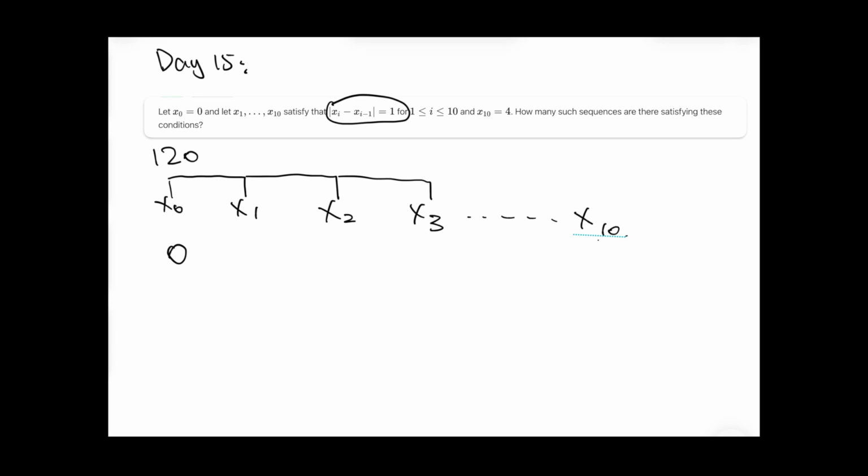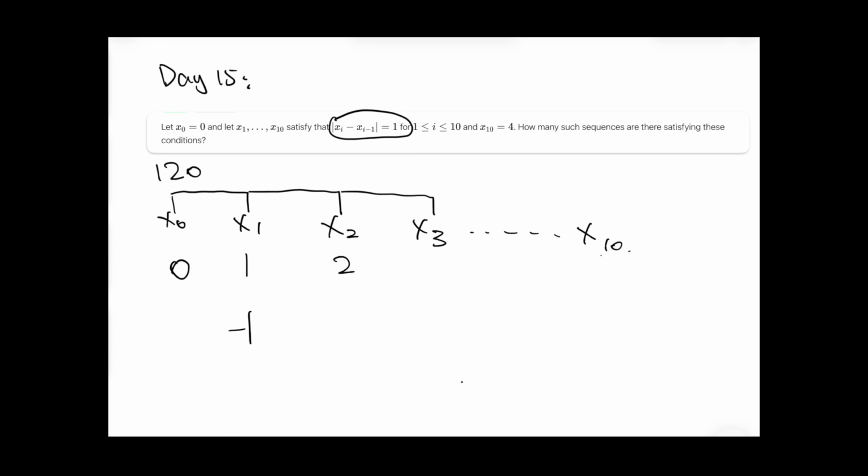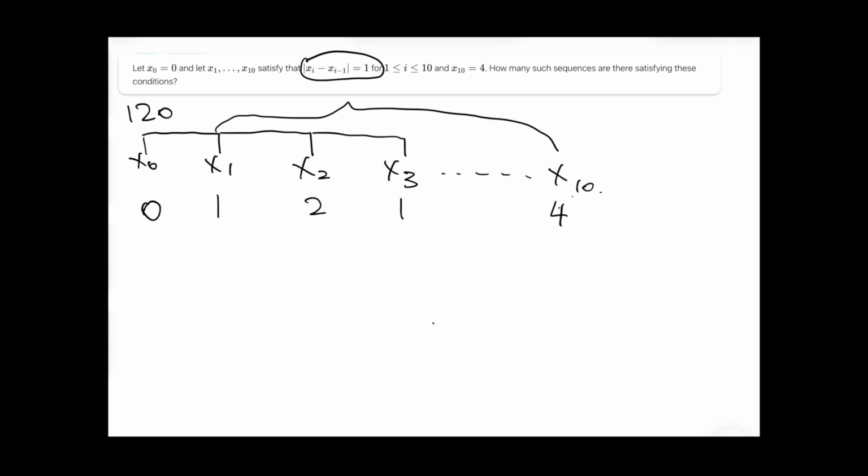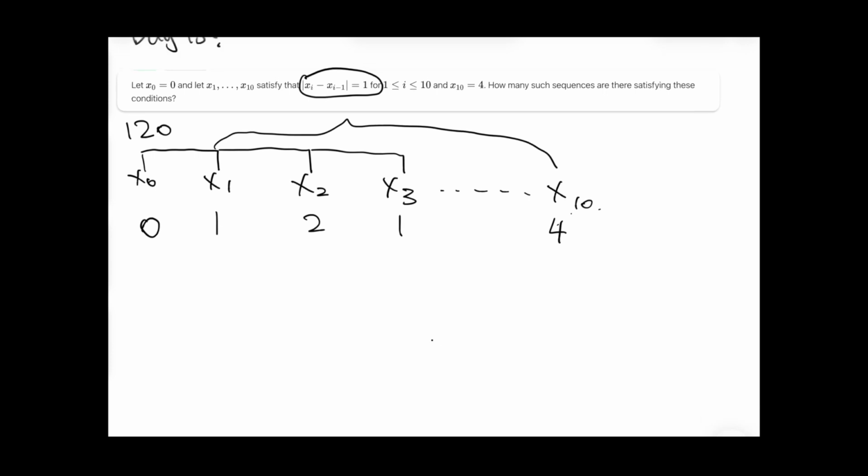For example, x1 could be either 1 or negative 1. And for x2, you can build it on top of the 1 or build on top of negative 1, doesn't matter. So one such sequence might just be 0, 1, 2, and maybe you go down 1. After these 10 variables, you want to make sure that you always end with x10 equal to 4. That's what this question is really about. So you want to have 10 variables where at the end you get a 4. That's all we need to know.